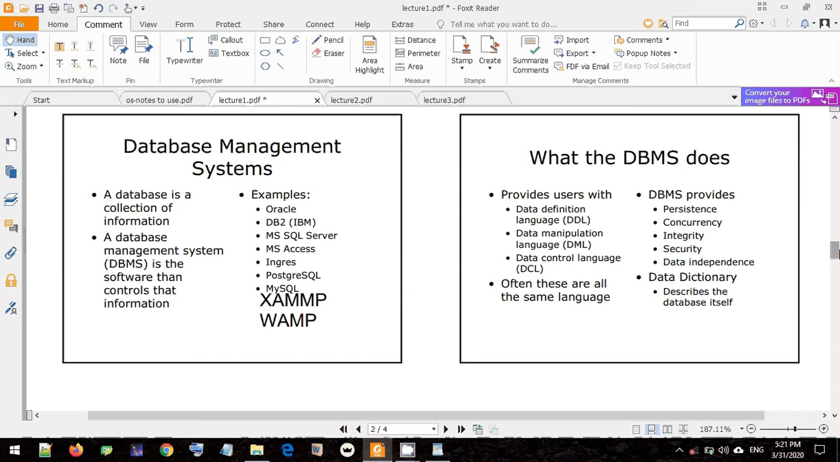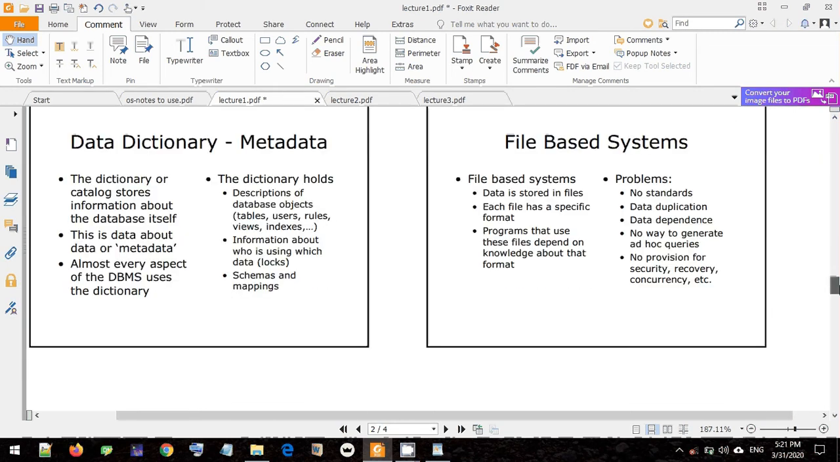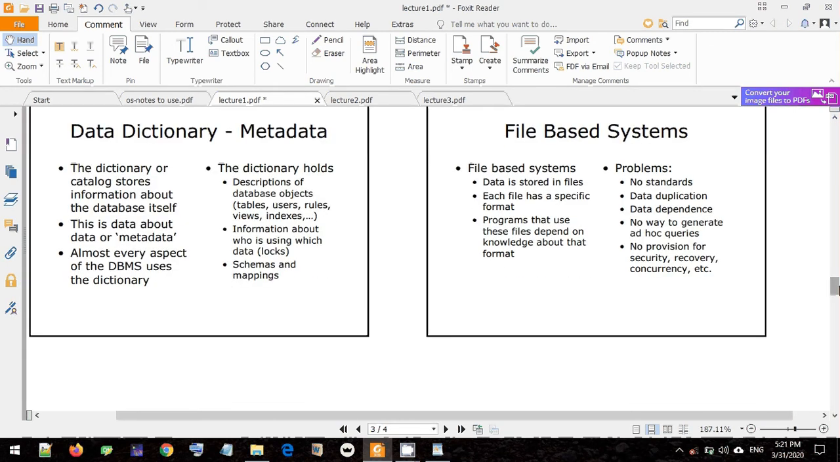They also give us the ability to have a data dictionary. The data dictionary describes the database itself. Now let's look in detail at what a data dictionary is. The data dictionary or catalog stores information about the database itself. The data about the data, that is data about the data, or we can just call it the metadata.